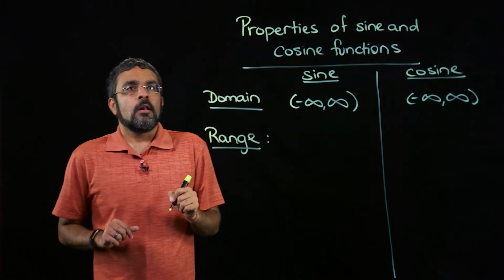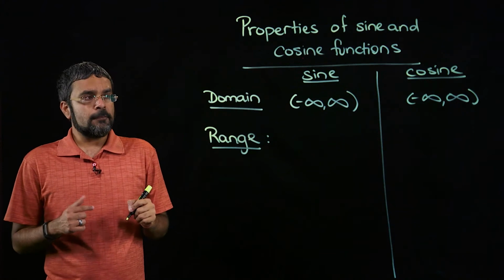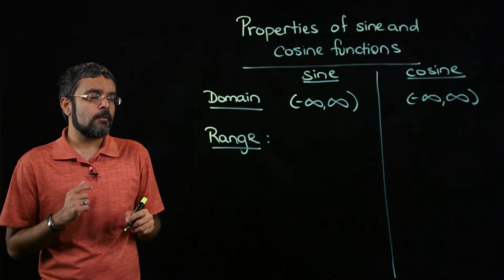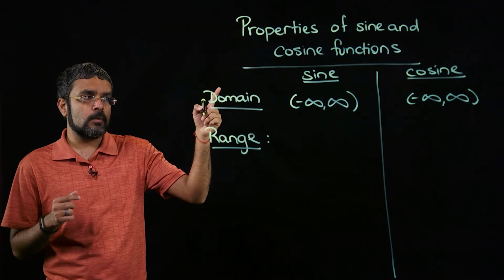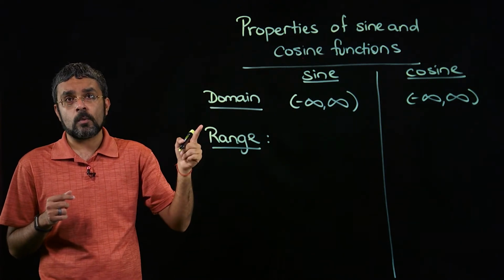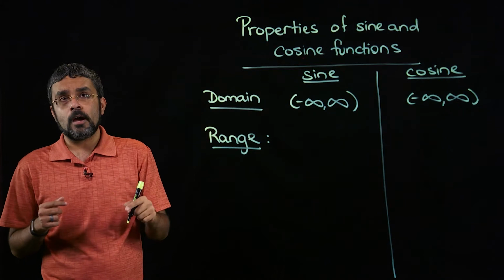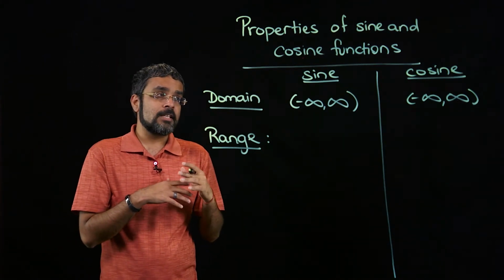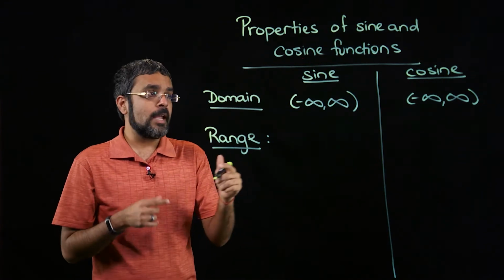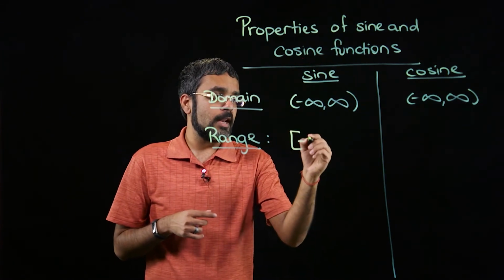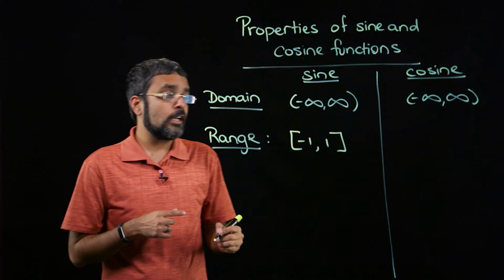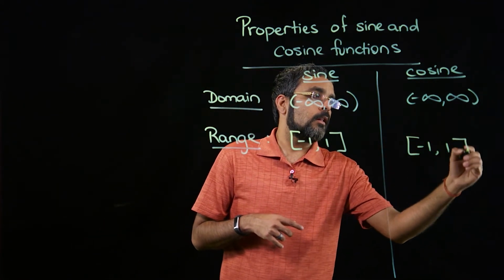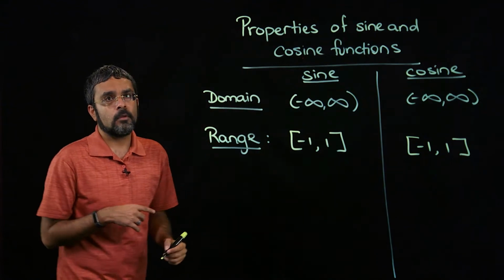In all the problems we did, if you noticed, sine and cosine were never greater than 1. The highest value they ever went to, if you remember, is sine of 90 degrees, which is 1, or sine of pi over 2 is 1, and sine of 3 pi over 2 is negative 1. So sine and cosine can never take values outside of 1 and negative 1. So the range of these functions is negative 1 to 1 included. Same for cosine, I have negative 1 to 1.